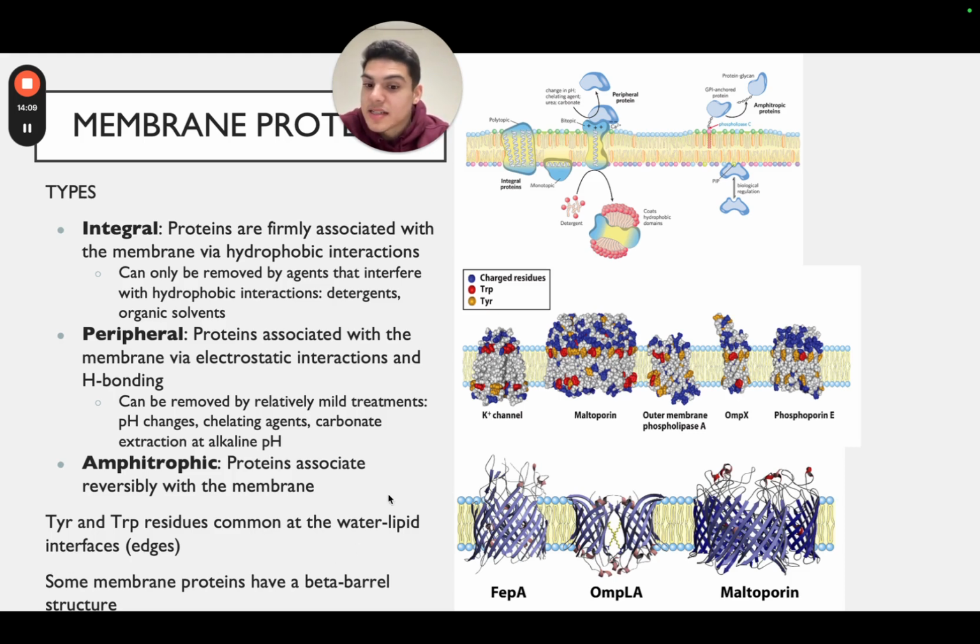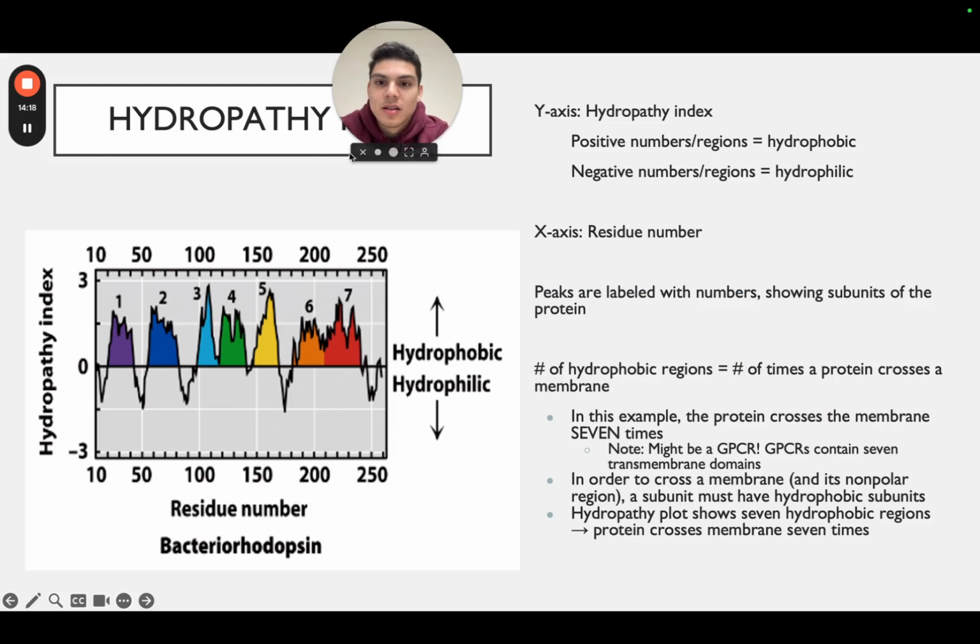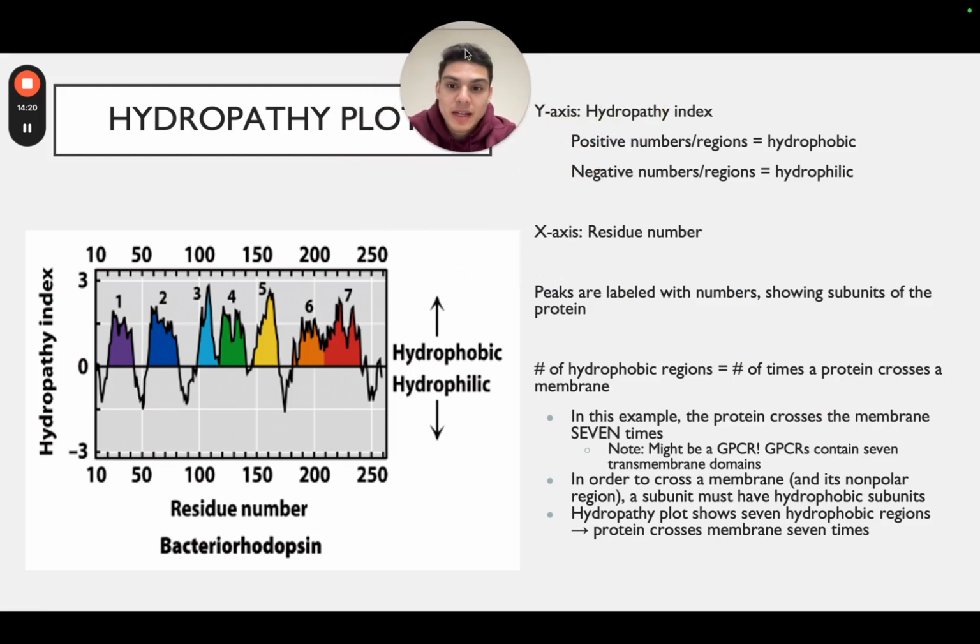And then some membrane proteins have beta barrel structures, which allow things to pass through or not pass through when they serve in signaling and a bunch of other things. You just need to know that there are beta barrels. And then hydropathy plots are essentially different ways to categorize hydrophobic versus hydrophilic.